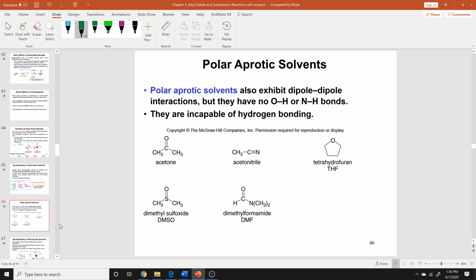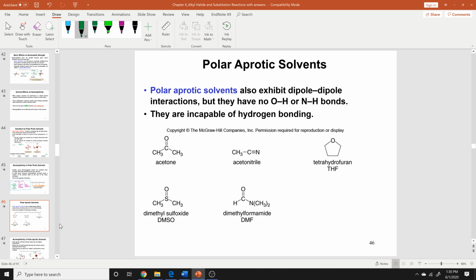Now with respect to polar aprotic solvents, these solvents are easy. They don't have any OHs or NH bonds. See all of these solvents? You are required to know them. As I told you at the beginning, there are parts in organic that you have to memorize. One of them is functional groups, the other is the rules of naming, the third is the reagents or the solvents and their structures.